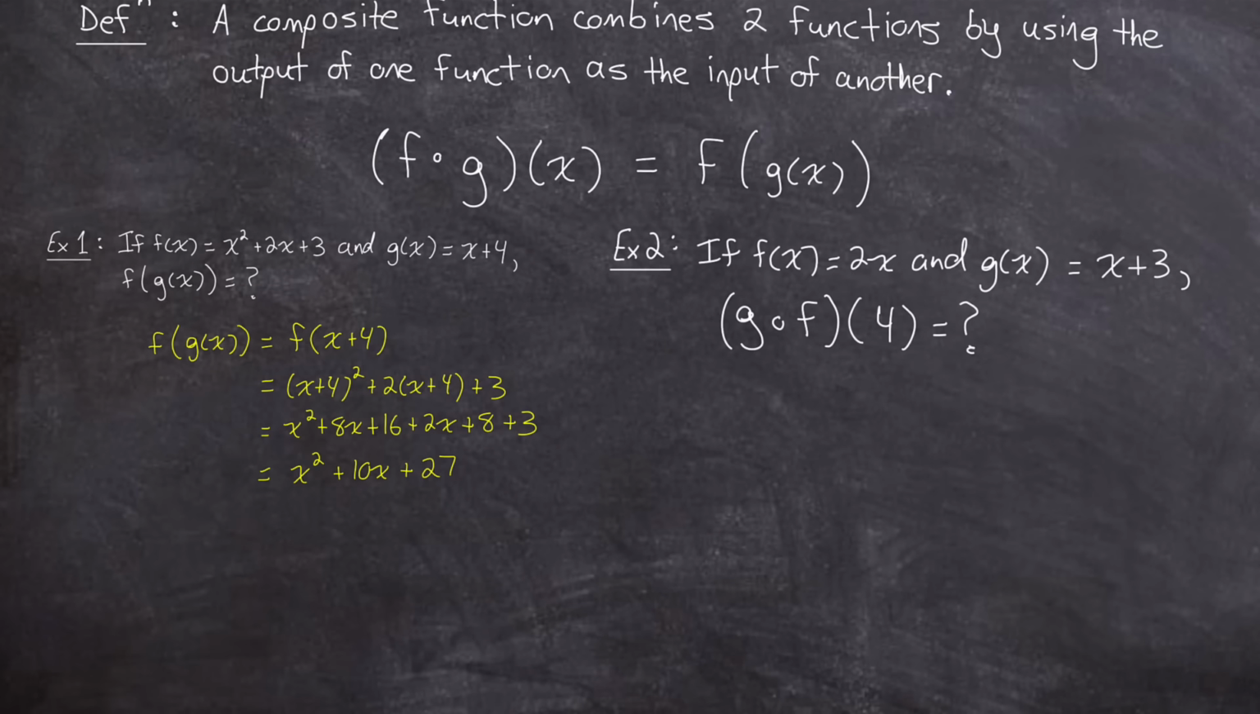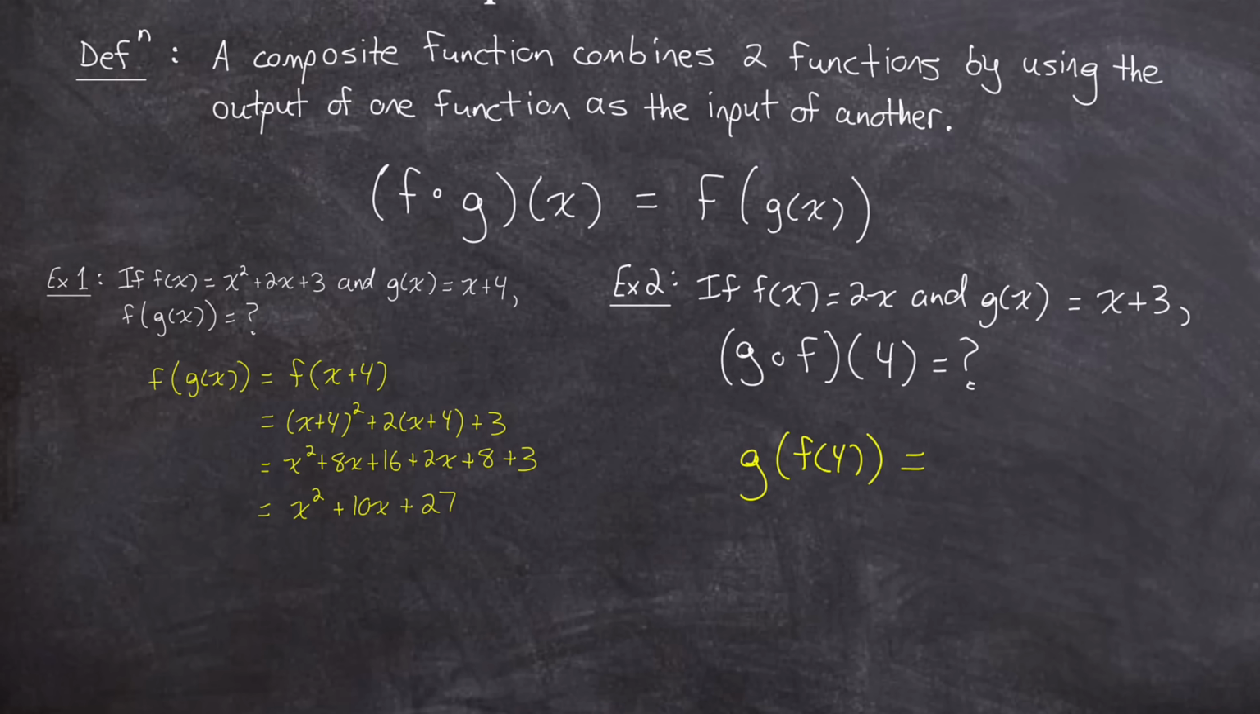In example 2, it says if f of x is 2x and g of x equals x plus 3, determine the value of g of f of 4. So that notation, remember, if I write it the other way, would look like this, g of f of 4. So to evaluate g of f of 4, let's start by figuring out what is f of 4. F of 4, well, in my f of x function, just replace the x with a 4, making it become 2 times 4. So I really want to evaluate g at 2 times 4, which is g at 8.